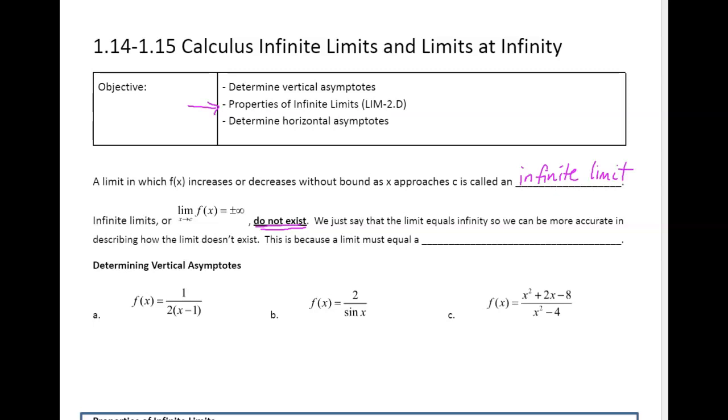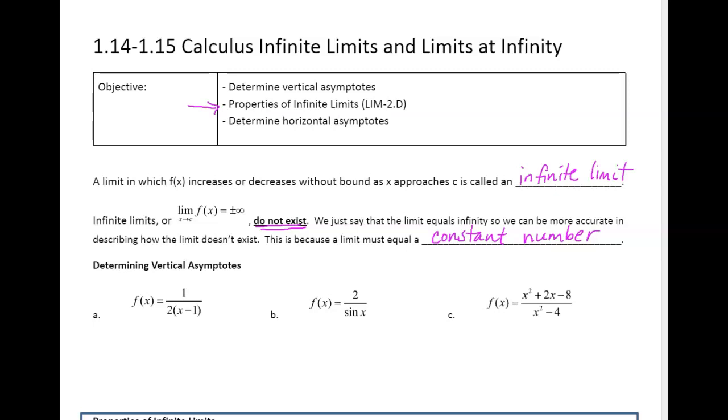That is because the limit must equal a constant number. So, I keep talking about this, and I know you don't really understand why, but we want to use infinity to describe it, even though it really does not exist.